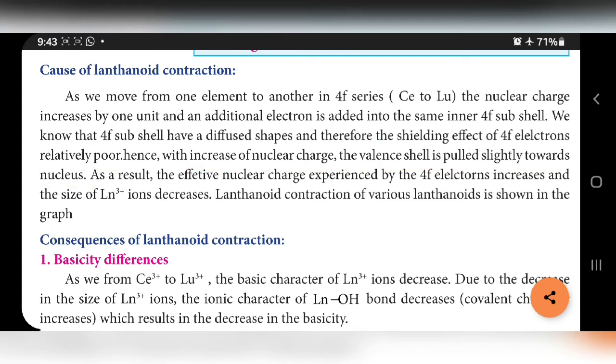So lanthanide contraction means what? Size decreases. If you are moving from left to right in the 4f series, size decreases. That's all.